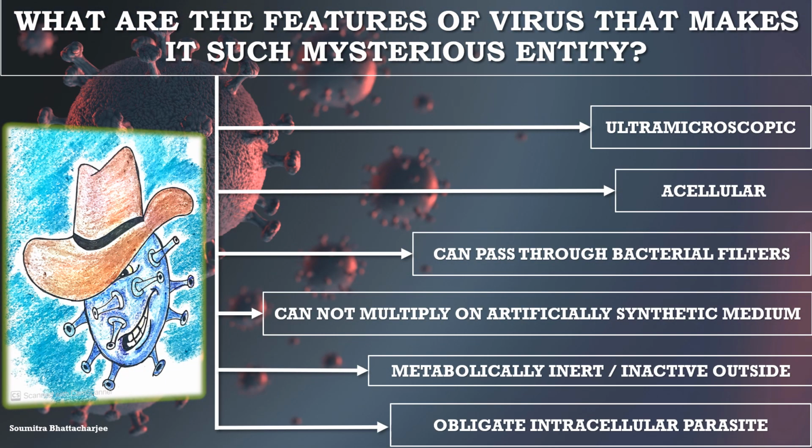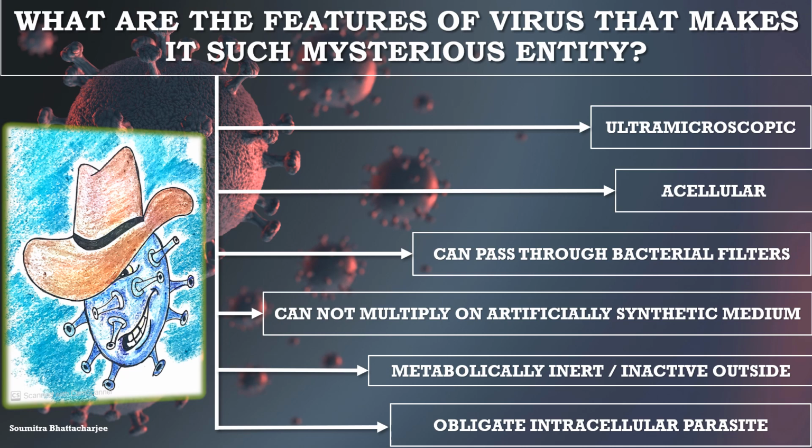Who is that mysterious creature? What makes this creature a mysterious one? Well, a virus is actually ultramicroscopic. That stands for it being so tiny or so minute that it can easily pass through a bacterial filter. A virus is an acellular organism. Acellular means it does not have any kind of cellular structure. It cannot multiply on an artificially synthetic medium. That means either in agar medium or any other kind of medium, it cannot multiply. It always requires a living host cell for its own multiplication and growth.